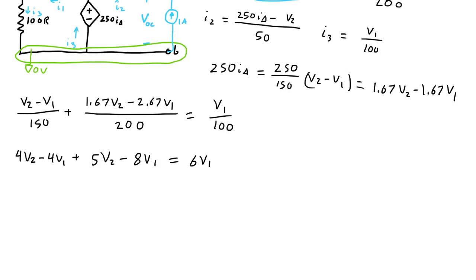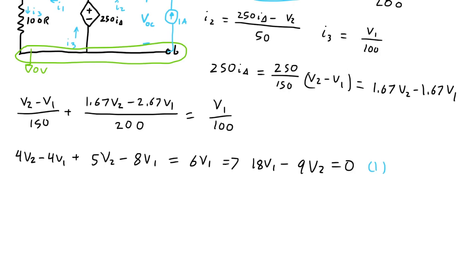Simplify this even more. We're going to get, let's see, if I put 8 on the other side, that's 14 plus 4 is 18, so 18 V1. I'm going to put them all on the same side, so equal to 0. So 4 plus 5 is 9, so 9 V2 equals 0, and that's going to be equation 1.